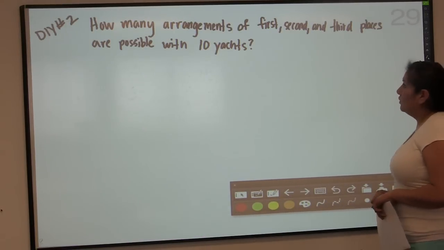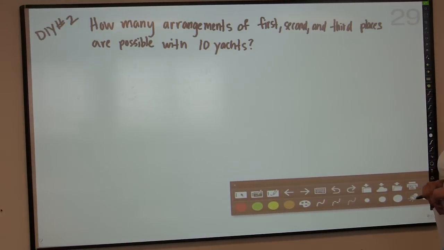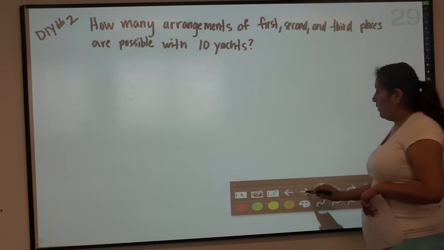So I would like for you to try this one. How many arrangements of first, second, and third places are possible if you had 10 yachts instead of the 7? How would that change the situation? So you guys can work on that one.